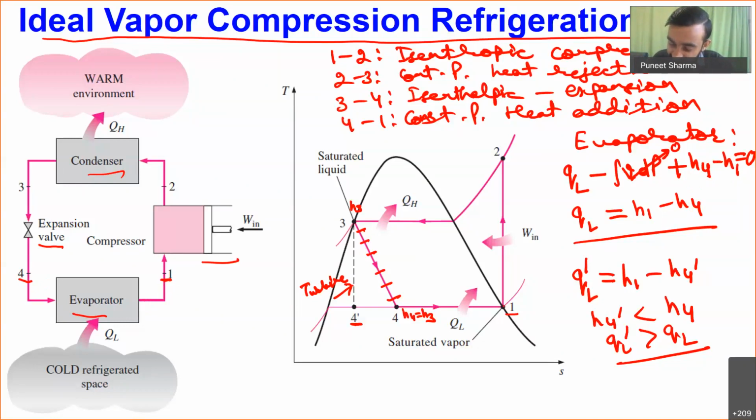Now you can see that QL for the actual system I have got H1 minus H4, and QL dash I have got H1 minus H4 dash, and as I told you, H4 dash is less in comparison to H4, so that's why QL dash will be more in comparison to QL. Okay, so one important point we are able to see over here, that if we are replacing the turbine with a throttling device, we are having some decrease in refrigeration effect, okay, for almost the same amount of work input.